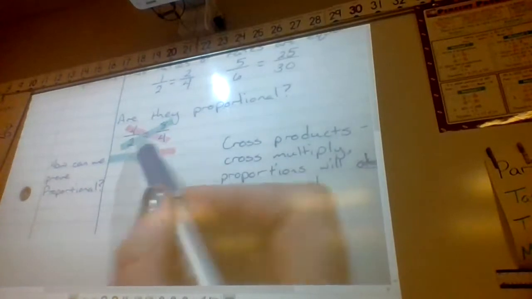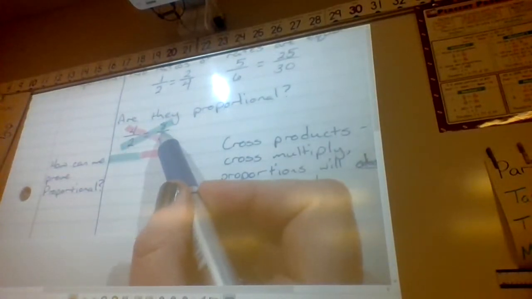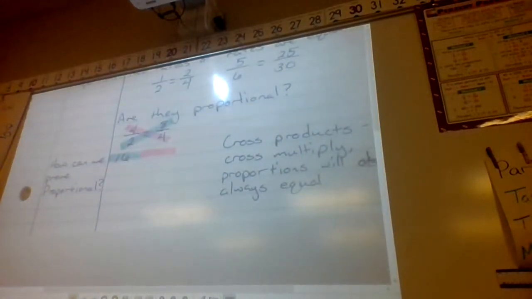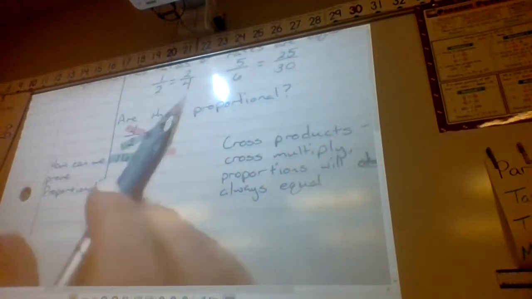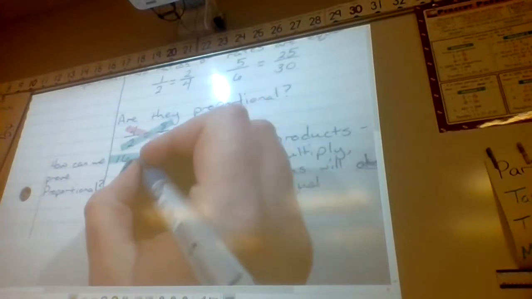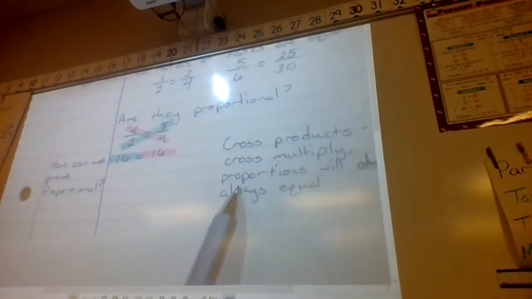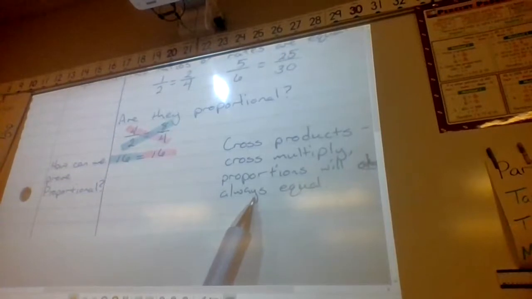What is 2 times 8? What is 4 times 4? Do those equal? Yeah. Is it proportional? Yeah. Cross products, you cross multiply. Proportions will always equal. They will always be equal to each other.